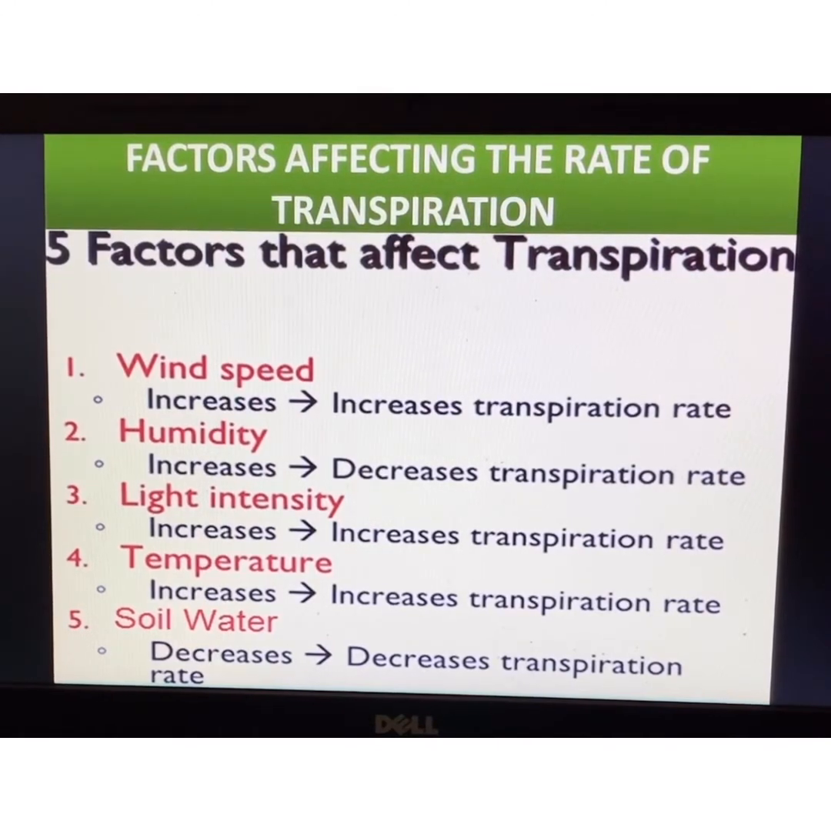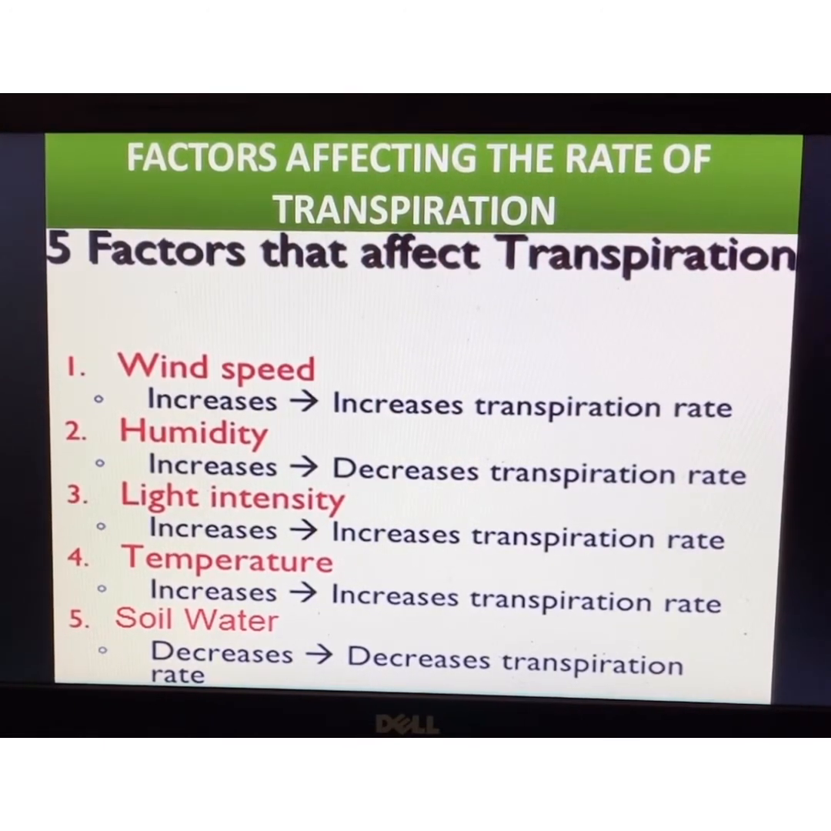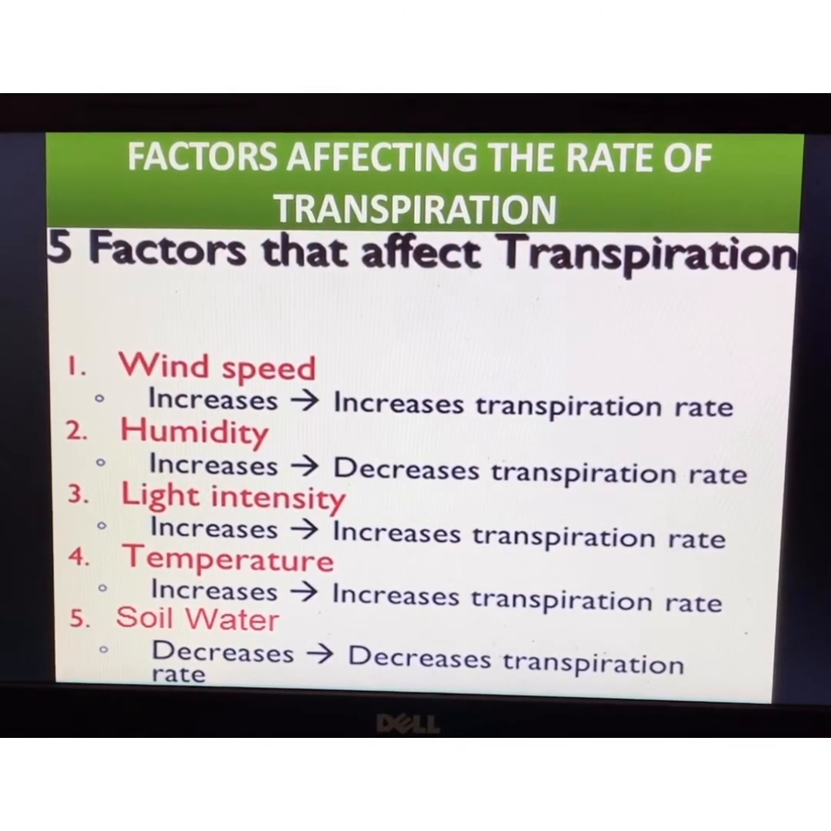And now we will try to understand what are the factors affecting the rate of transpiration. For this year, you just have to study the external factors or the environmental factors. In 10th standard, I will add on the internal factors as well. So what are the 5 factors listed here? The wind speed, the humidity, that is the water content in the atmosphere, light intensity, the temperature, and the water content in the soil. Now let us have a look one by one. What is mentioned over here?